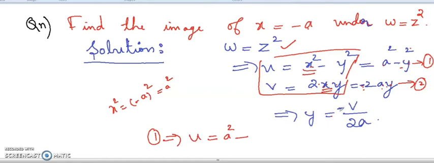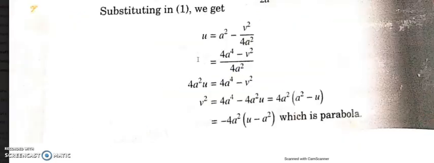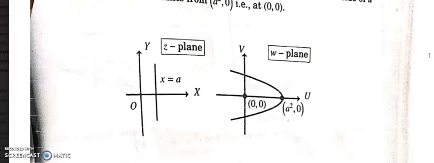Y square, when you square this, minus will become plus, whole square, right? Minus will become plus b square by 4a square. So remaining is same as the previous problem. In the previous problem we came across the same equation, u is equal to a square minus b square by 4a square. Then you can follow the same step, you get the same parabola and the answer is also same.